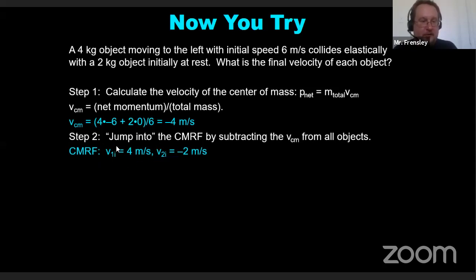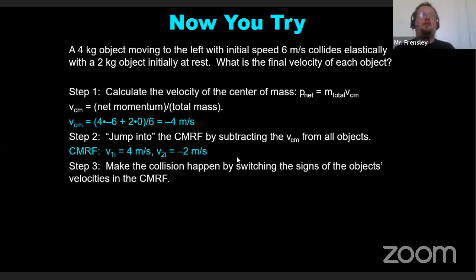So I'm sorry, I'm following this convention I personally have, which is that 1 is the lighter and 2 is the heavier object. Okay, so what am I going to do now? I'm now going to reverse the velocities.